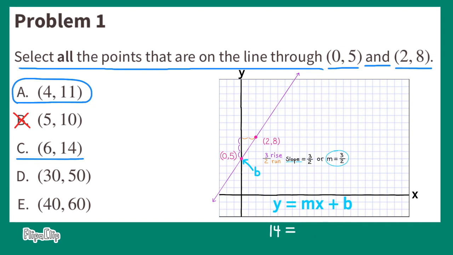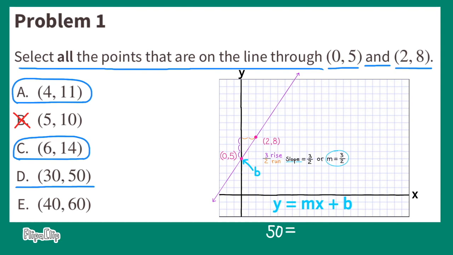C, coordinates 6 and 14. 14 is the y value. Bring down the slope and multiply that by the value for x, which is 6, or 6 over 1, plus b, or the y-intercept, which is still 5. 3 times 6 is 18. 2 times 1 is 2. 18 divided by 2 is 9, and 9 plus 5 is 14. Since 14 does equal 14, we know that the point for the coordinates 6 and 14 does fall on the line.